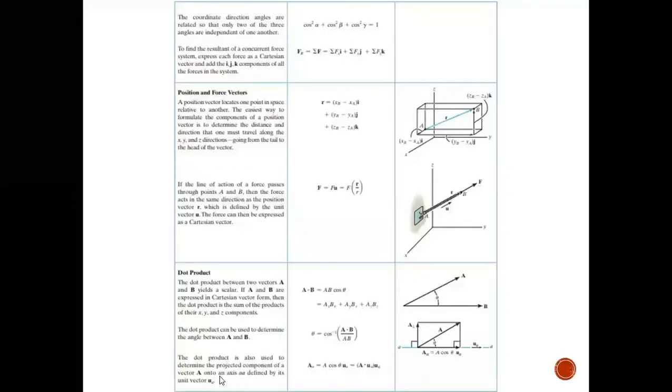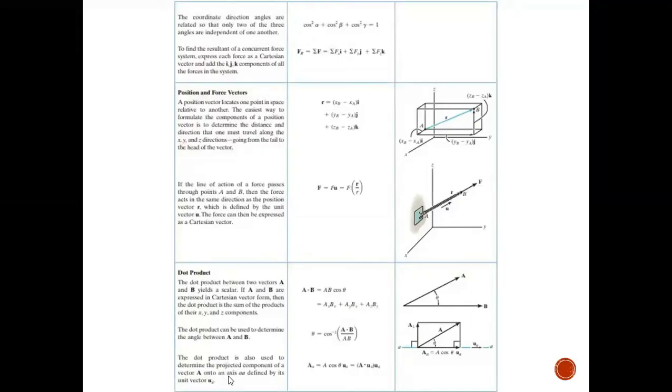The dot product is also used to determine the projected component of a vector A onto an axis aa' defined by its unit vector U. So we can find the vector A using this formula, and from this example we can also see that if you want to find the A vector along U, you can use A cos theta times Ua.